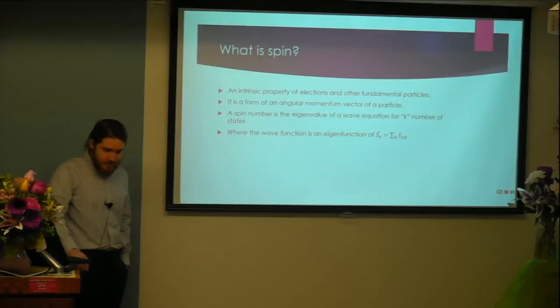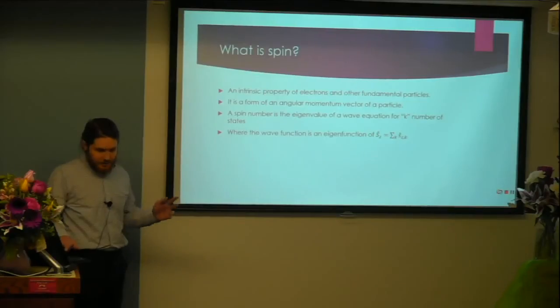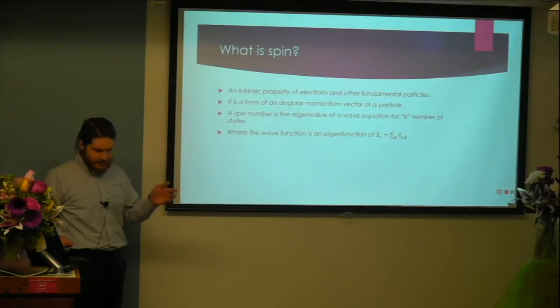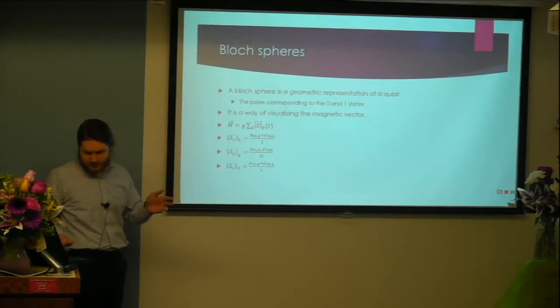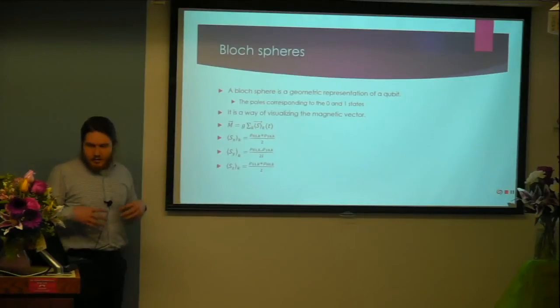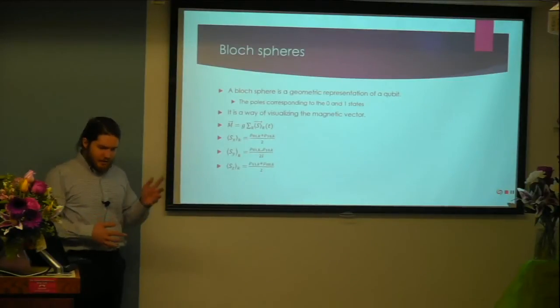Well, specifically, the spin number of an electron is the eigenvalue of a wave equation for the k number of states where the wave function is an eigenfunction of S hat z for the summation of k terms of S hat z k. That would basically be the z value for a vector of magnetization. So that allows us to see that they'd be represented by a sphere, basically. That would be a Bloch sphere.